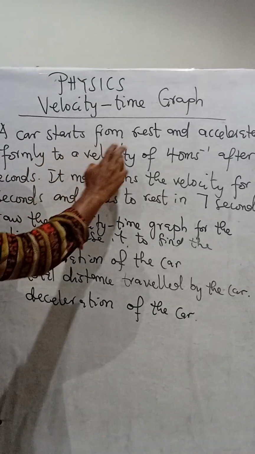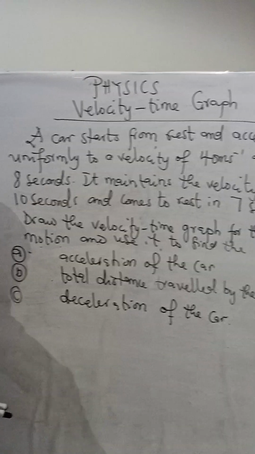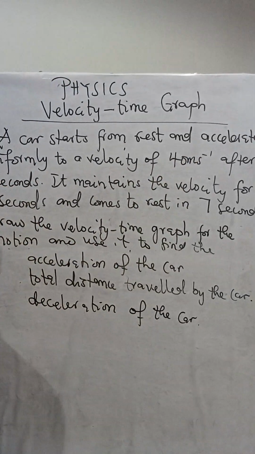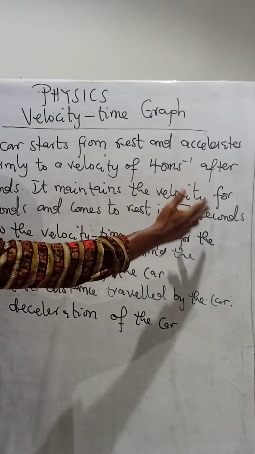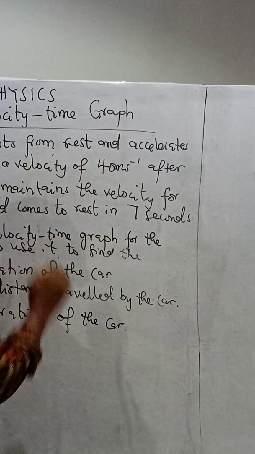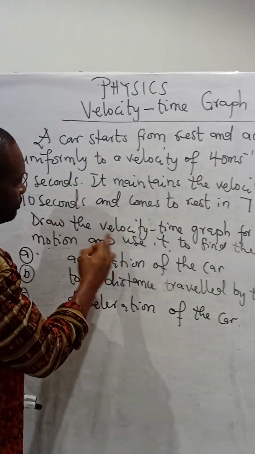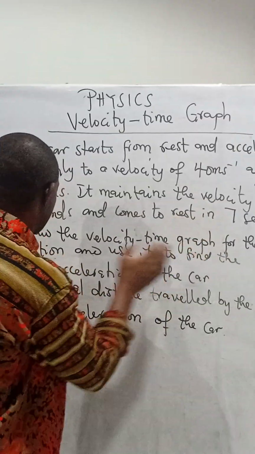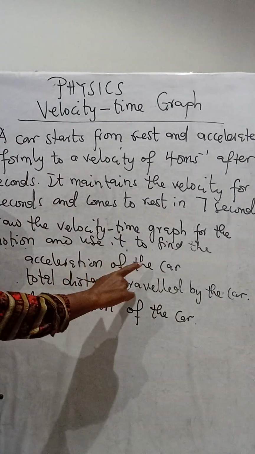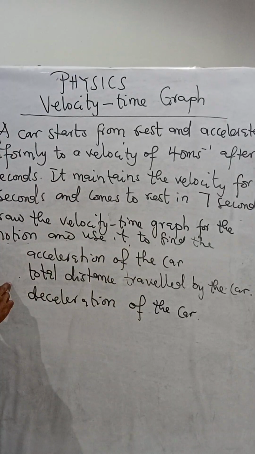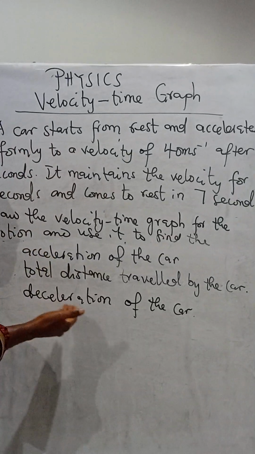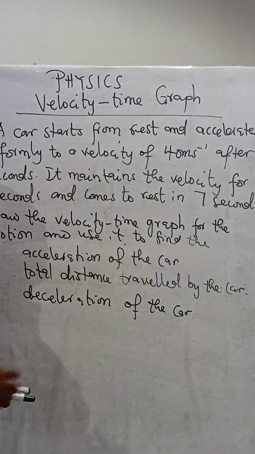A car starts from rest and accelerates uniformly to a velocity of 40 meters per second after 8 seconds. It maintains this velocity for 10 seconds and comes to rest in 7 seconds. Draw a velocity time graph for the motion and use it to find A, the acceleration of the car, B, the total distance traveled by the car, and C, the deceleration of the car.